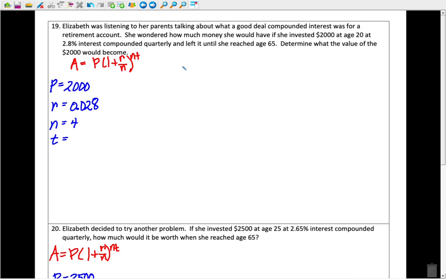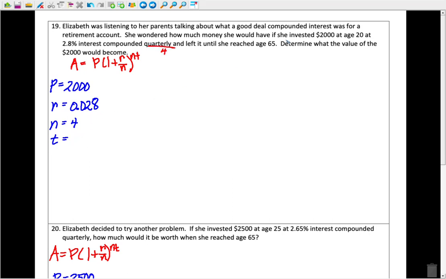They're giving you the principal, so we're just going to substitute that in for the principal, 2000. The rate is 2.8%, which is 0.028. And the number of times compounded, well, it says quarterly. And if you remember, quarterly means 4 times in a year.